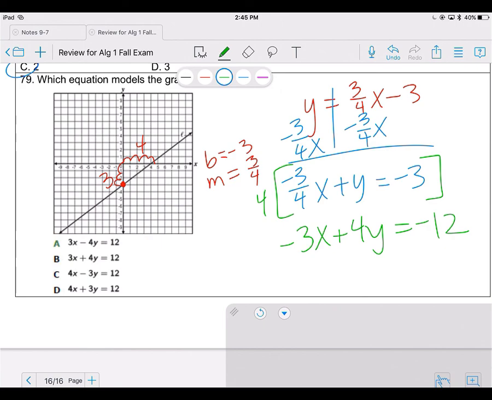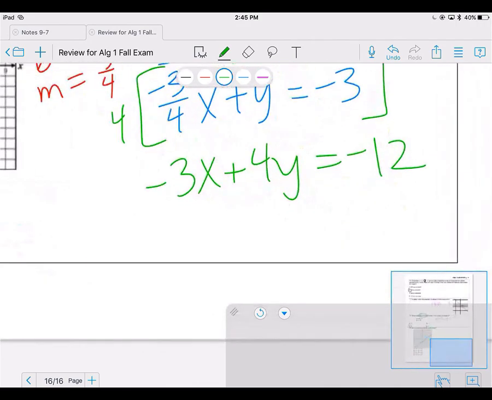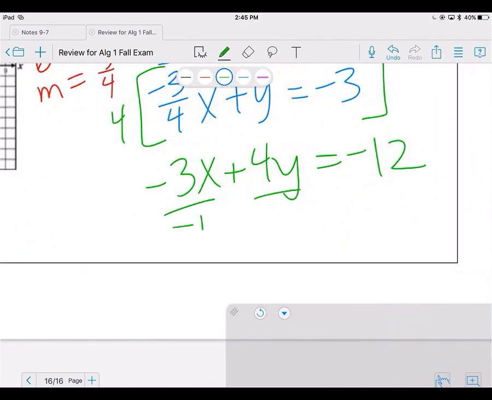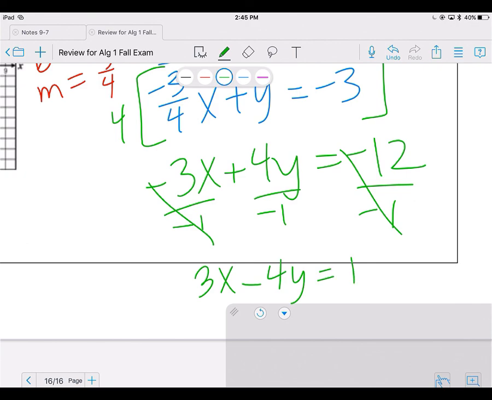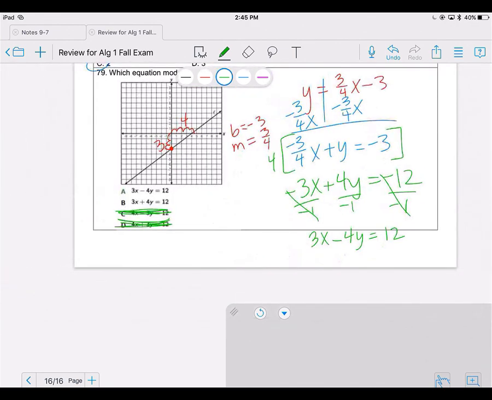Now when I look, none of my x's start with a negative. Now I can mark out C and D because they don't have 3 with my x, but this is negative and all my answers are positive, so I need to divide out that negative 1. I divide every piece by a negative 1. So 3 becomes positive, 4 becomes negative, and negative 12 becomes positive. And that matches with answer choice A.